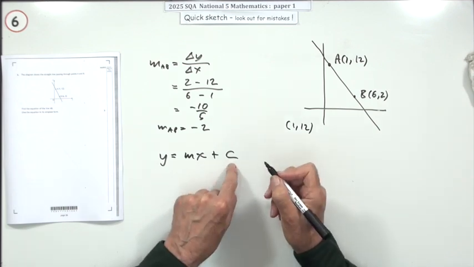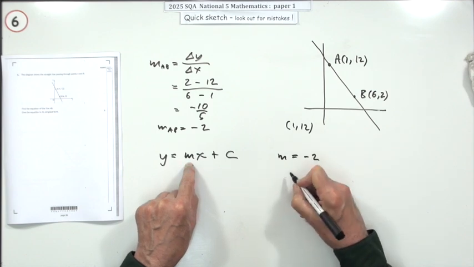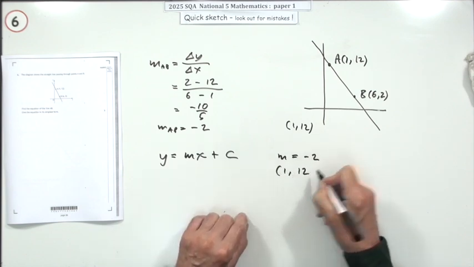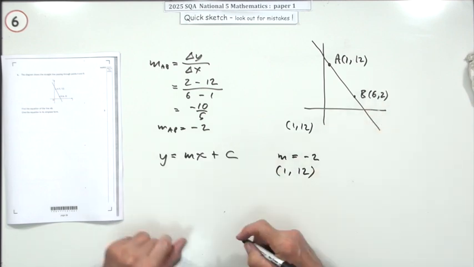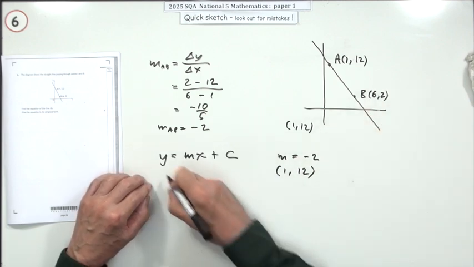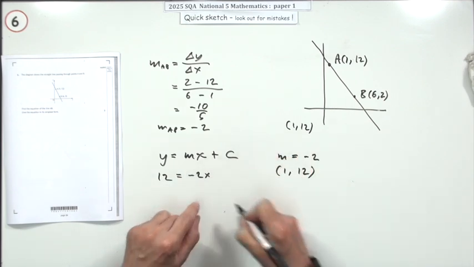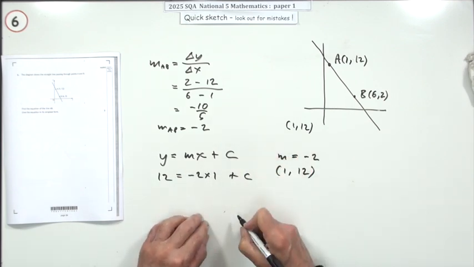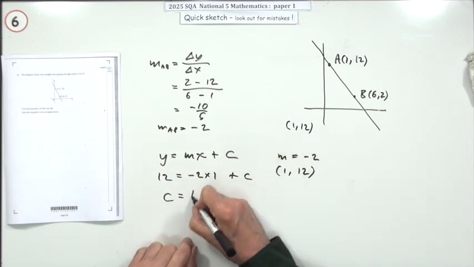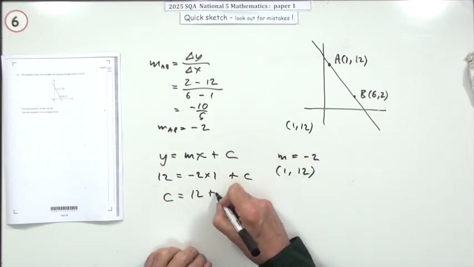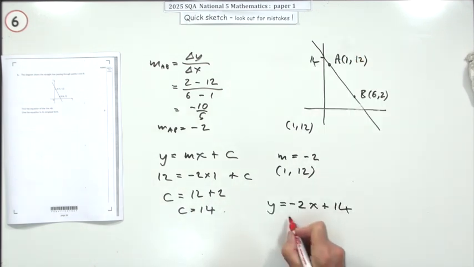Then, to find that c, we need a point on it. We can use that gradient, negative 2, and can use the point 1, 12, or you could use 6, 2. They should both give the same answer. Whichever one you use, you can use the other one to check it. So if we use this point, the y coordinate is 12, the gradient is negative 2, the x coordinate is 1, c I don't know. So c would be, looking at it this way now, 12, and that's minus 2, but plus the 2, so c is 14. So that's all.